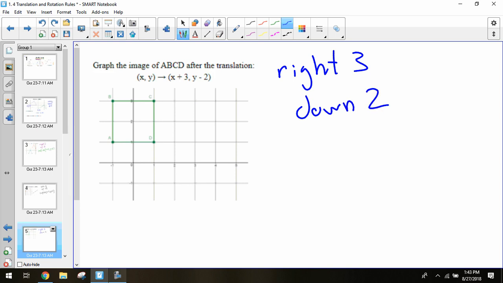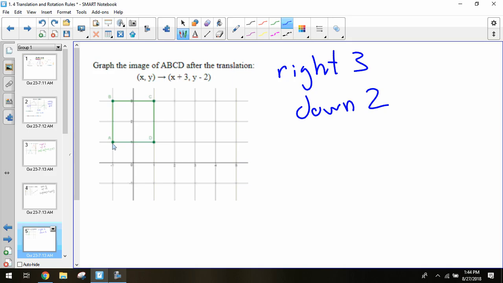So now that I know my situation, what I need to do, I just need to take each point from this square, A, B, C, D. I need to move it right 3, down 2. So I'm going to take my A to start with, go over 1, 2, 3, down 1, 2. Then B, and the same for C and D.